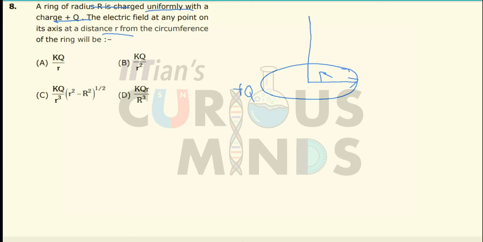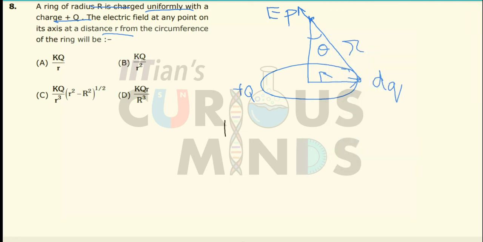We have to find out the electric field at this point P, which is at a distance of small r from the circumference of the ring. Let this angle be equal to theta. Now first of all I will take a small charge, that is dq, and find out the electric field at this point. The electric field will be equal to E.